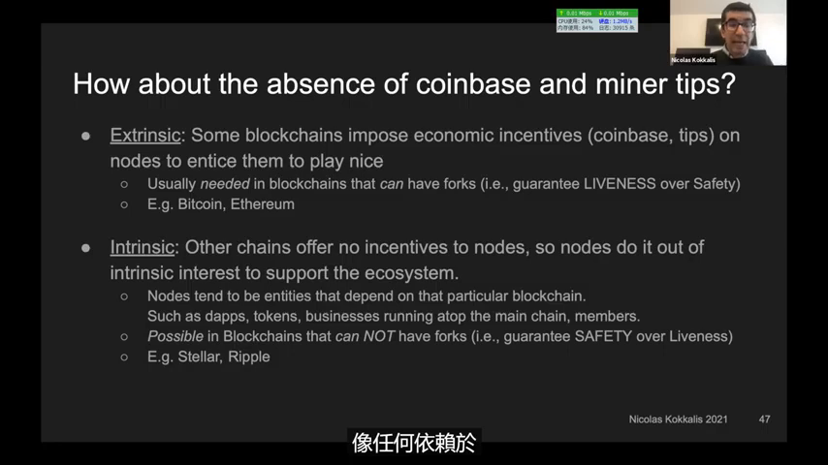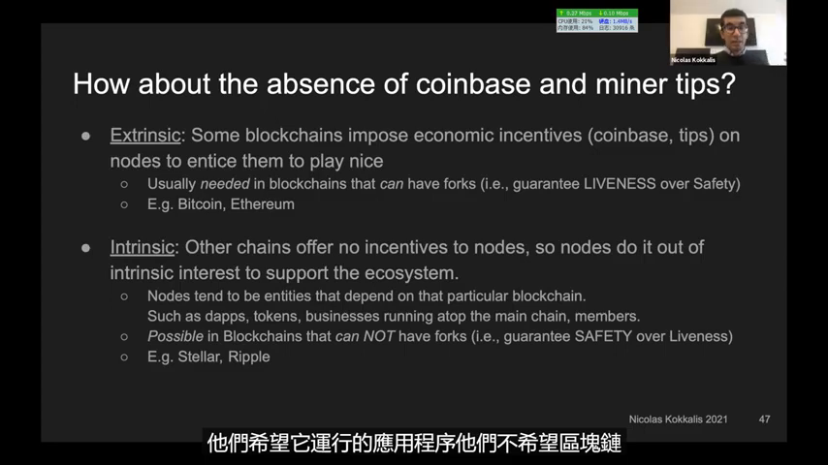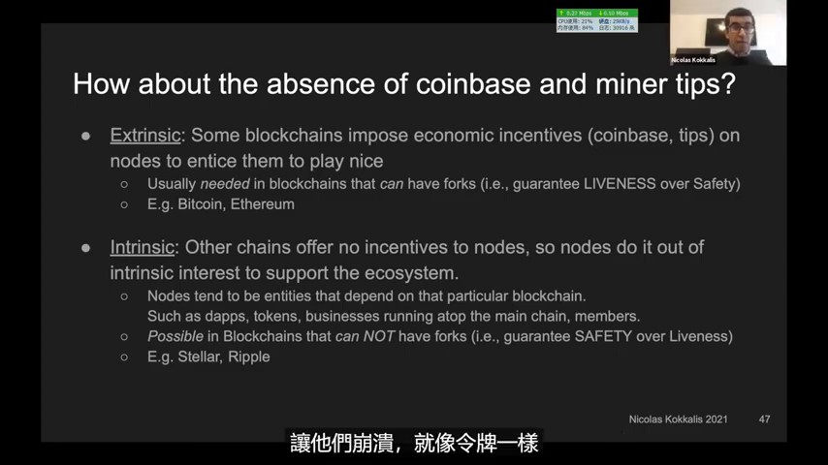Any entity that depends on a particular blockchain. Let's say someone built a decentralized application that they want to keep running. They don't want the blockchain to crash. They want a token that is running on top of a blockchain, or a business that's running on top of a blockchain. In the Ethereum example, Ethereum is currently using the extrinsic motivations.